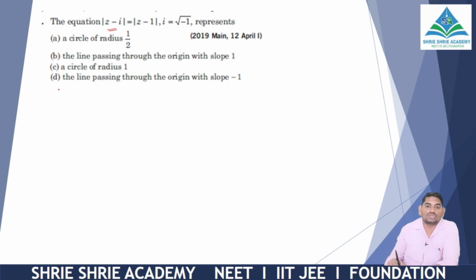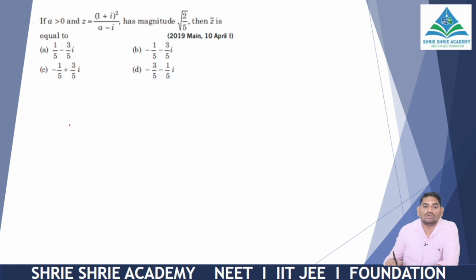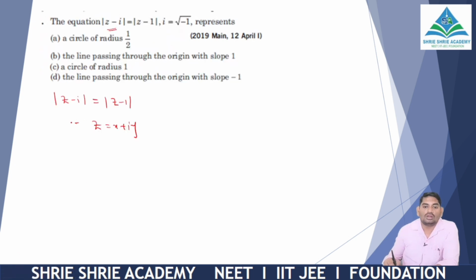So how to solve this one now? What is the given condition? |z − i| = |z − 1|. I will substitute z = x + iy. So we get |x + iy − i| is equal to |x + iy − 1|.